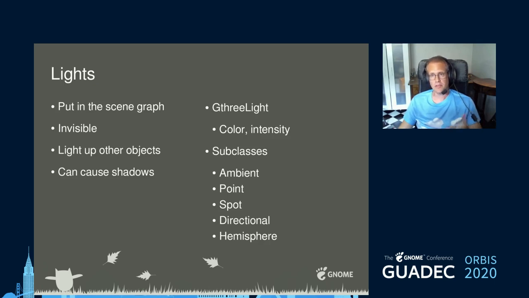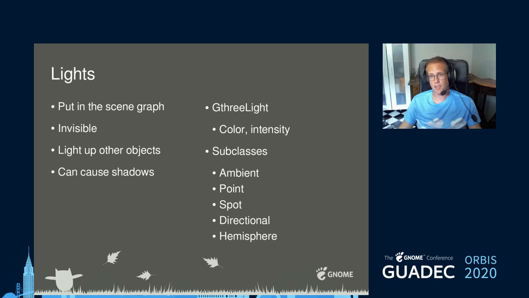Most objects render as dark if you don't do anything by default, because they need light to be visible. So we have light objects that you need to put in your scene in the places where you want them to be. This will affect the things that are close to them by lighting up nearby objects, and optionally, lights can cause objects to throw shadows on other objects. But that is kind of expensive, so it's not on by default. You need to set up which objects throw shadows and which lights throw shadows.